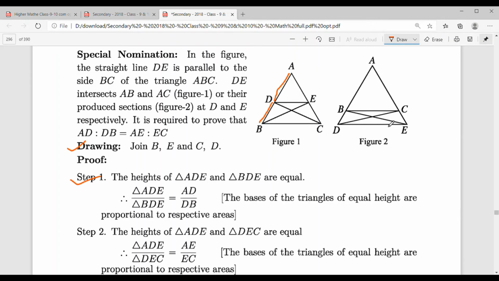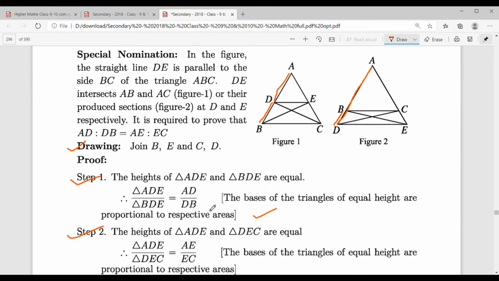And in figure 2, here also in the triangles ADE and BDE, if we take AD as the base of the triangle ADE and BD as the base of the triangle BDE, then their heights are the same. So from geometric proportion 1 you can say this.